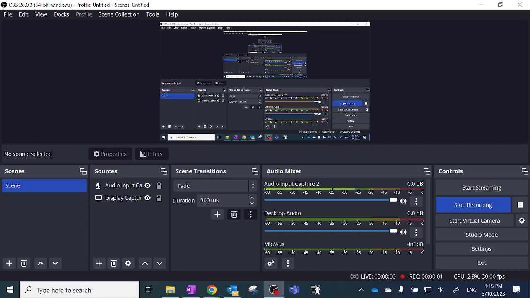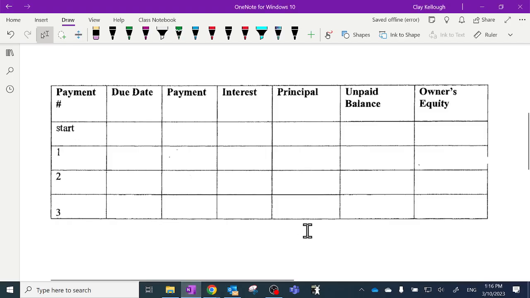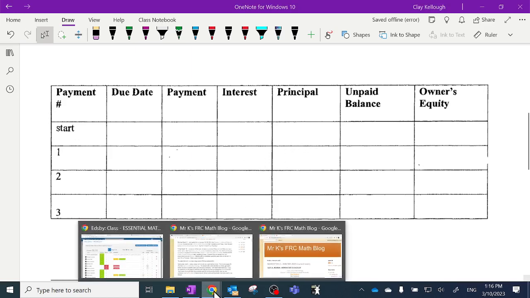We're rolling. Okay, so this is another example of a mortgage amortization schedule for my grade 12 essential math class. And okay, we're going to find a house this time, and I have found one.